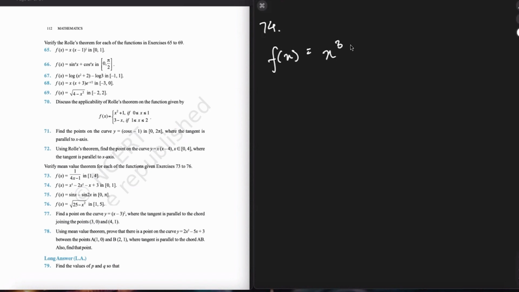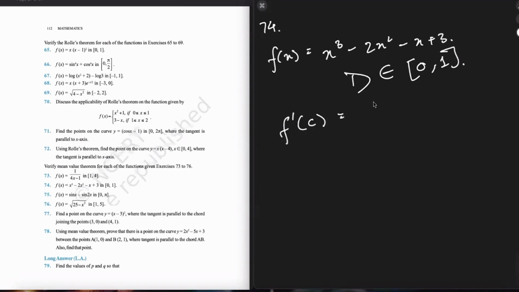f(x) is equal to x cube minus 2x square minus x plus 3. The domain D is 0 to 1. All right, so f dash c, again the same thing. Now f dash c will be equal to f(1) minus f(0) whole divided by 1 minus 0.